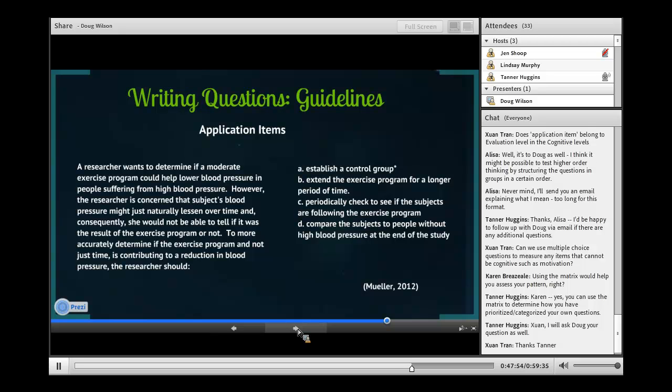Thanks, Doug. That's awesome. And we have one more question. Schwan asks, can we use multiple choice questions to measure any items that cannot be taught or that cannot be cognitive? I think you can do that, and the suggestion I have for you is the one that's on the screen.